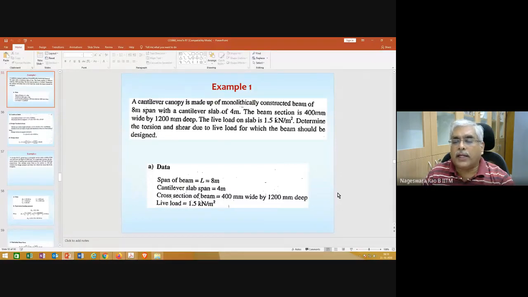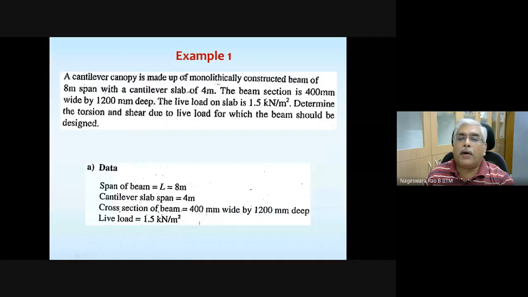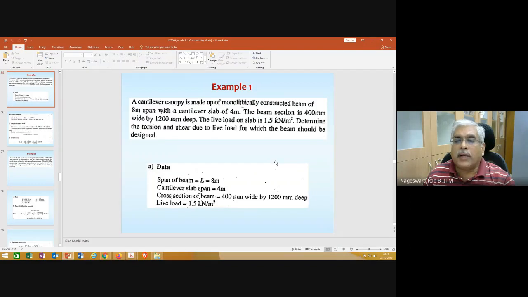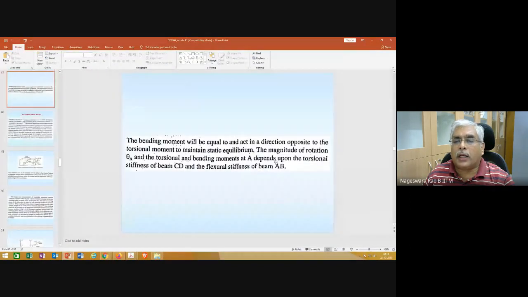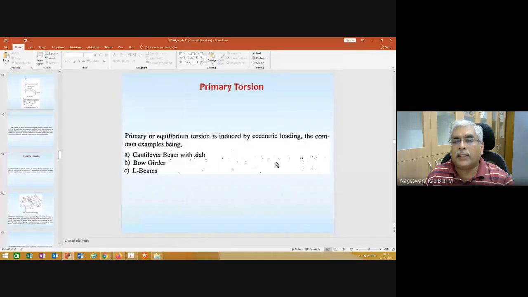A cantilever canopy is made up of a monolithically constructed beam. The slab is constructed in a monolithic manner with the beam, so they are going to act together. The beam span is 8 meters with a cantilever slab of 4 meters. I hope you are able to visualize what it means. Otherwise, let me explain that with a figure.